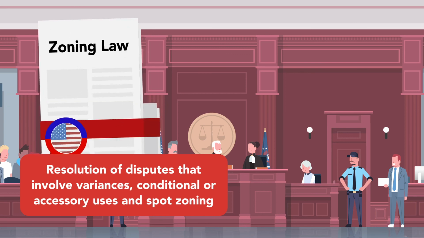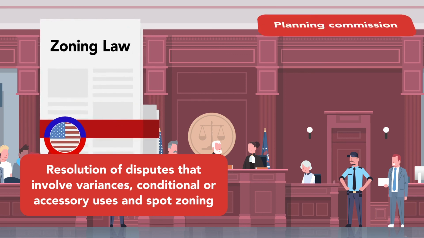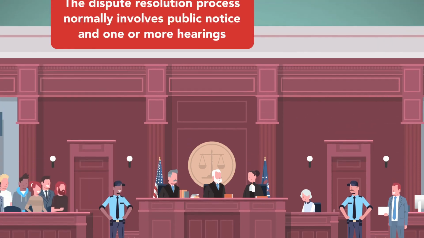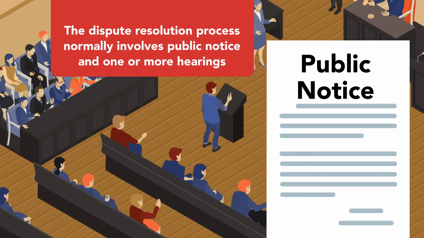Resolution of disputes that involve variances, conditional or accessory uses, and spot zoning go through the government body that the zoning law identifies to handle disputes, such as a planning commission, appeals board, or city council. The dispute resolution process normally involves public notice and one or more hearings. Administrative appeals to hearing decisions are also possible.